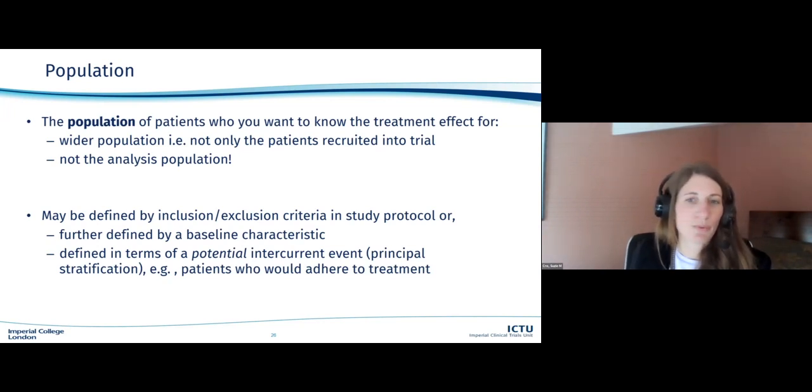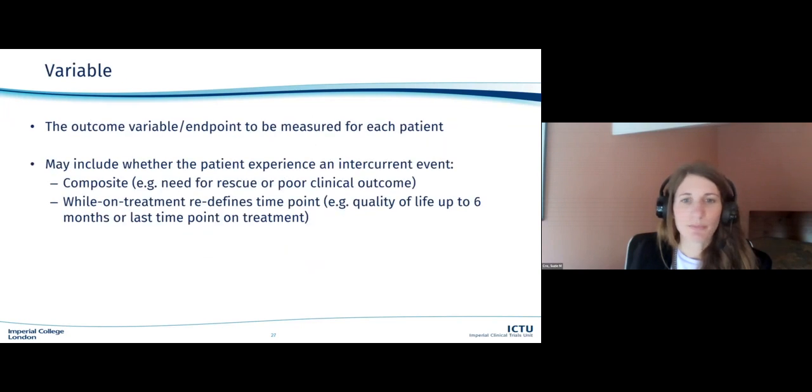So for example, the set of patients who would always tolerate and remain on treatment, regardless of their randomized arm. So this is the case when the principal stratum strategy is used, which we'll come back to shortly when we take a closer look at this.